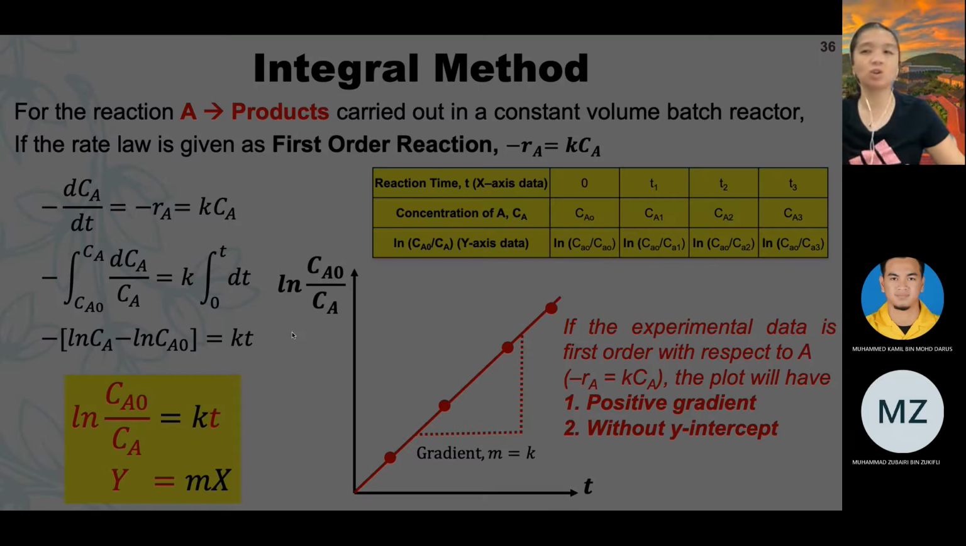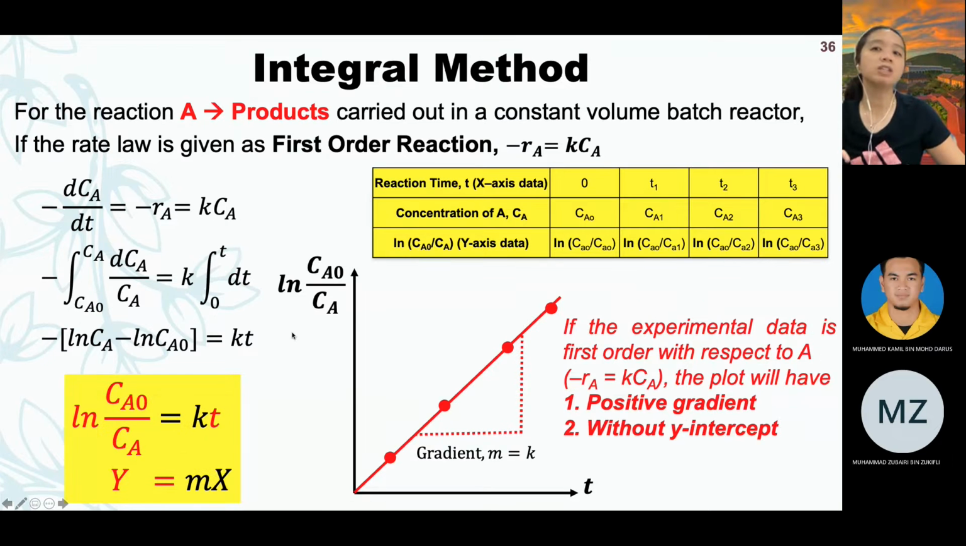Okay, kalau first order, kenapa saya kata positive gradient tak ada pintasan Y? Sebab kamu tengok equation dia, K dia tu sama dengan M. So maknanya positive K. Sebab tu saya kata straight line dengan positive gradient. Kedua, kenapa saya kata tak ada pintasan Y? Kamu nampak kat belakang ni tak ada apa-apa kan? Terus equals to KT. Dia tak ada KT plus something. Means tak adalah pintasan Y. Sebab tu dalam graf kamu takkan ada pintasan Y.